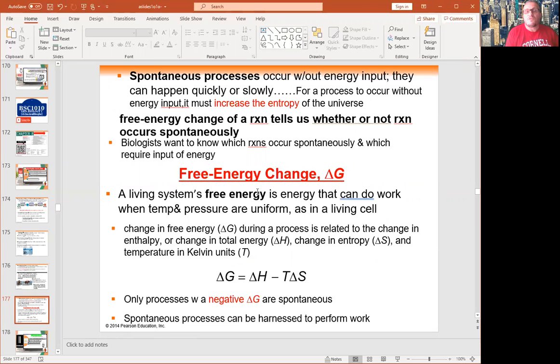So there is something called free energy, which is delta G. Delta G equals delta H minus T times delta S. So H is the heat and total energy. Delta H is the total energy. Entropy is delta S, and T is the temperature in units of Kelvin.